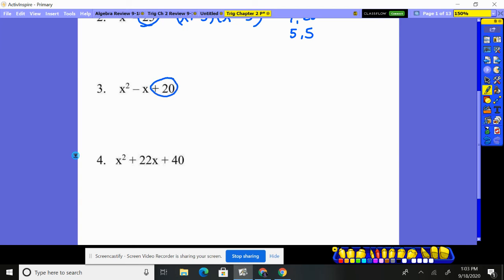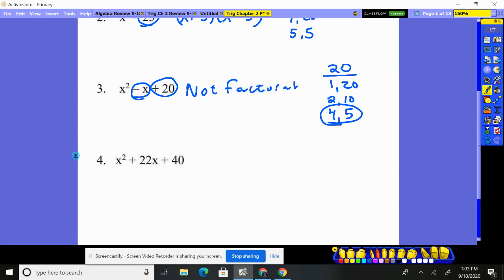Multiples of 20. The factors, not the multiples. Factors of 20. 1 and 20. 2 times 10. 3 times nothing. 4 times 5. Now, it's a plus 20, which means either both are positive or both are negative. We then look at this. Is there any way to have a difference of -1? It looks like you could here, but they either both have to be negative or both positive. This means this guy was not factorable.